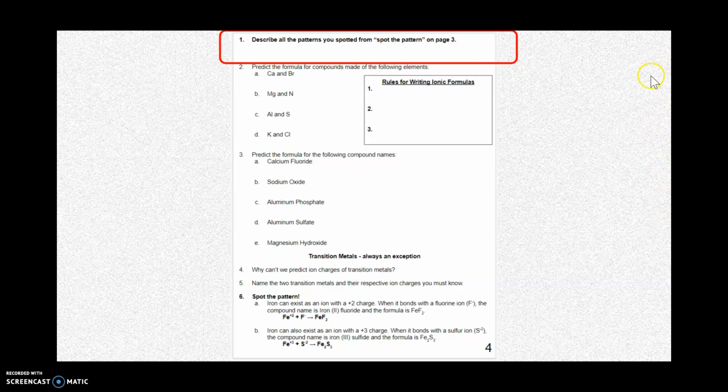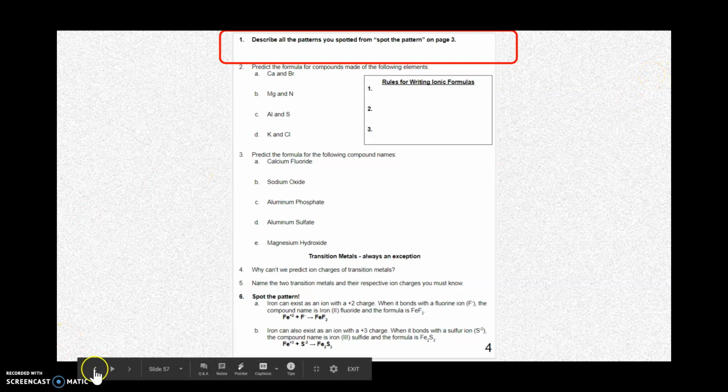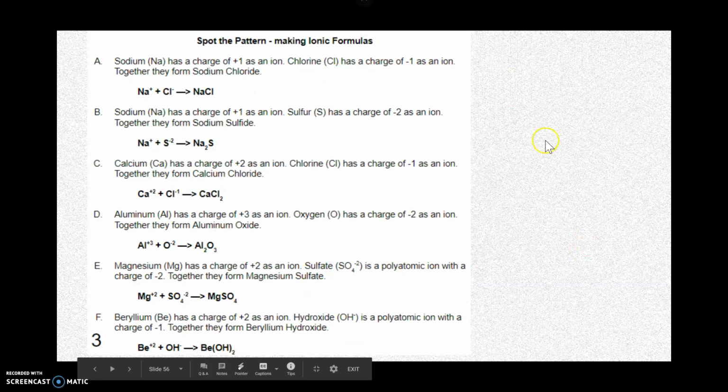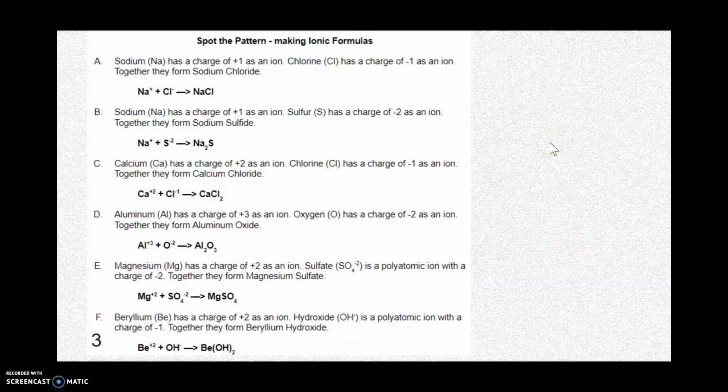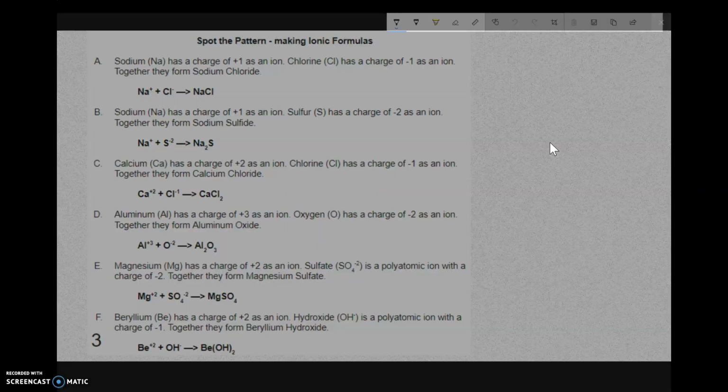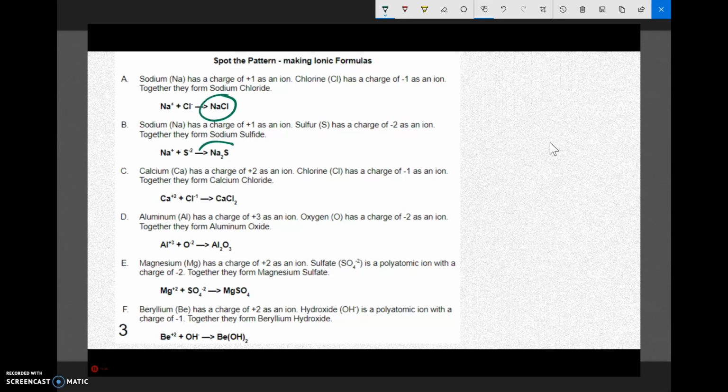Okay, welcome back. So now that you're done, hopefully you noticed a couple things of the patterns, and if you didn't, it's okay. But if you notice on this pattern that every single product that we're making right here is made from a metal and a non-metal. So the metal comes first and the non-metal comes second. Another thing is that all of these are neutral, which means they don't have an overall charge on them at all.